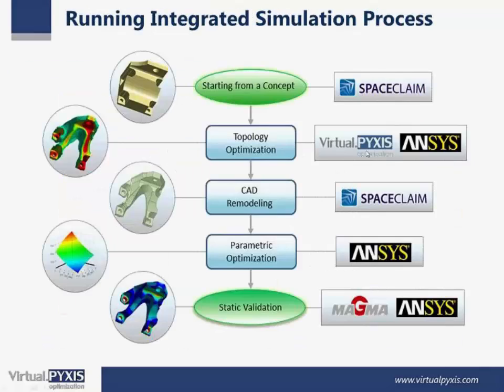So the main idea today is to show you a nice integration process, starting for example with a concept using SpaceClaim. So you can design the maximal material condition, and after that the software tries to remove as much mass as possible from this component. So we use this as a real component, which is an engine mount support.